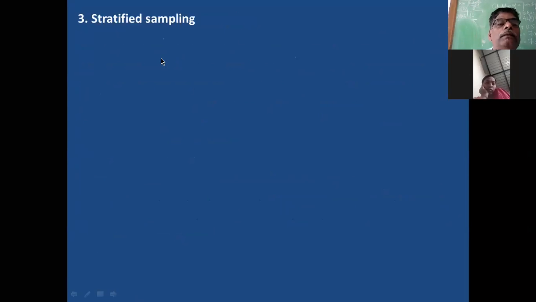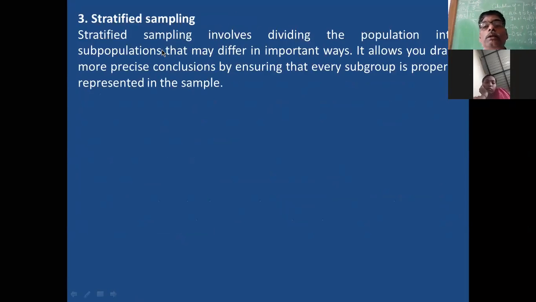And third is stratified sampling. What is stratified sampling? In the stratified sampling, the total population is divided into subpopulations. Total population is divided. For example, you are going to study the performance of the GI Bagewadi College students. You want to study the performance of the GI Bagewadi College students. Your study is related with GI Bagewadi College students.